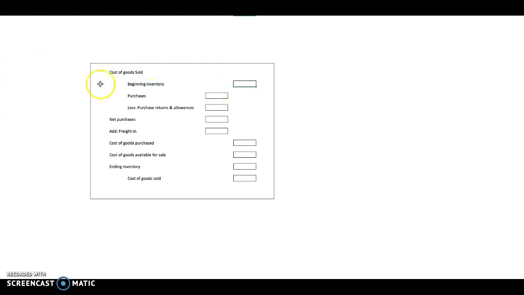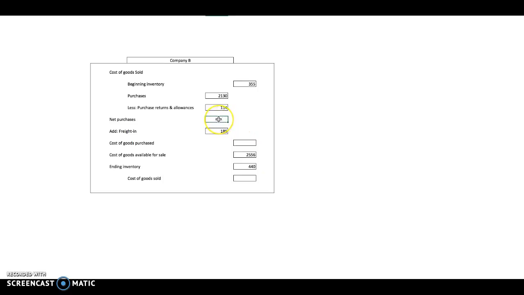So what I've done here in Excel is I've created a little table where I could fill in the numbers that they've already given us for each of the items, and then from there we'll be able to calculate the answers that we're looking for. So for company B, they gave us the beginning inventory, purchases, purchase returns and allowances, the freight in, the cost of goods available for sale, and the ending inventory. We're asked to calculate the net purchases, the cost of goods purchased, and the cost of goods sold.